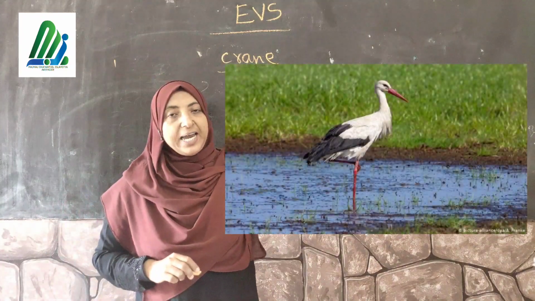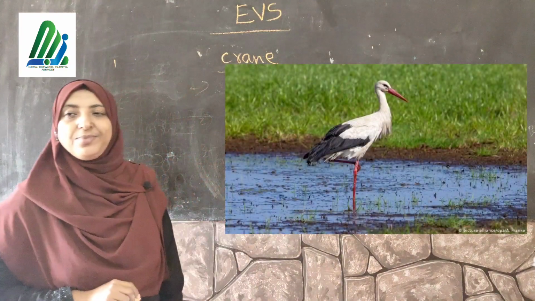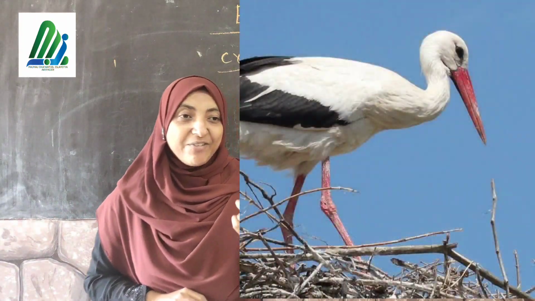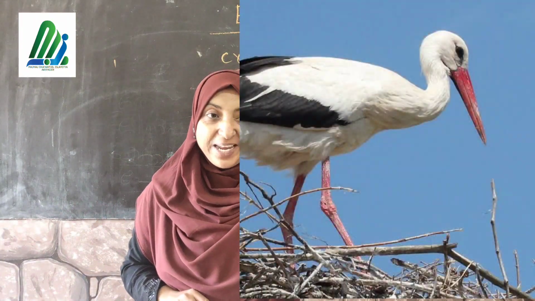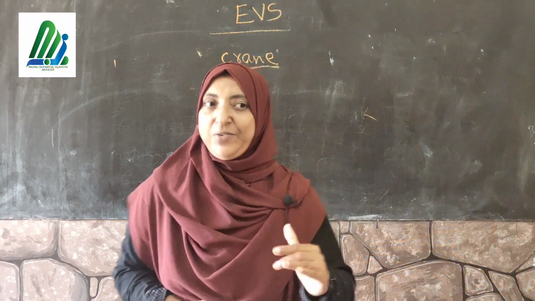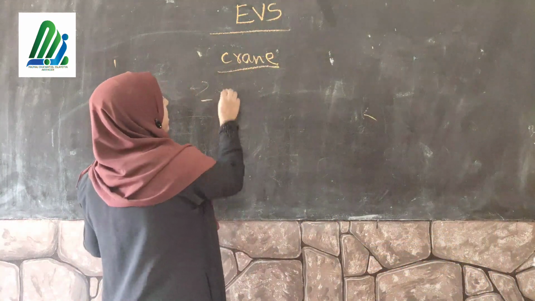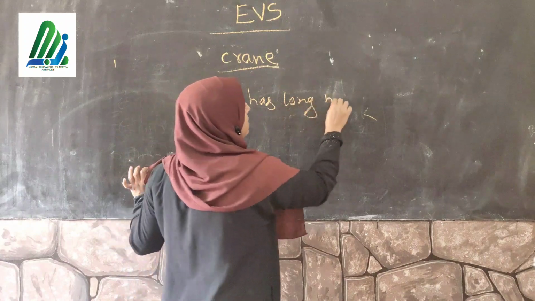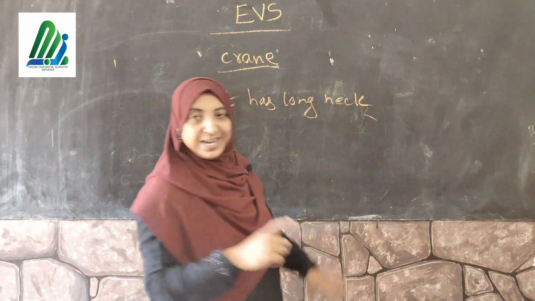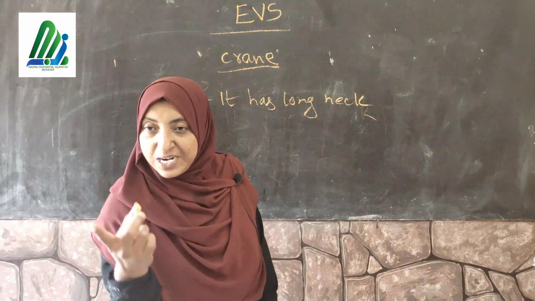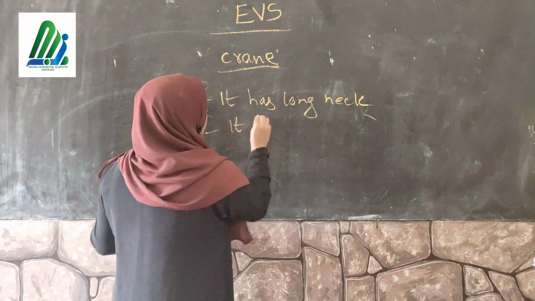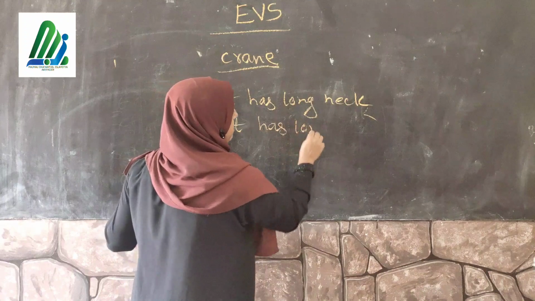Look at the picture of a crane here. Then what are the features you can see? Yes, please say, what's that? Yeah, very good. It has a long neck. Okay, very good. First one, it has a long neck. Then, the next point? Yes, very good. What's that? It has long legs. Okay, it has long legs.